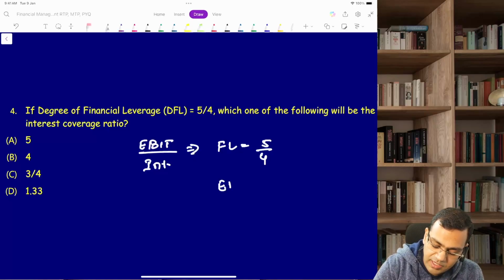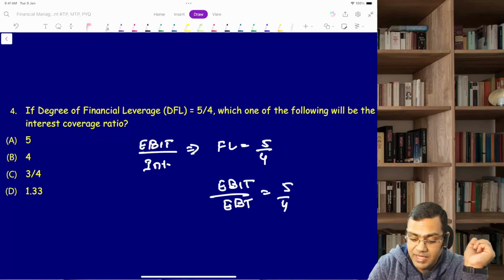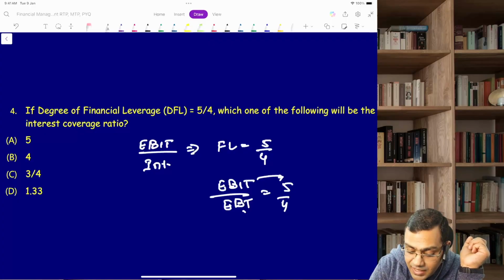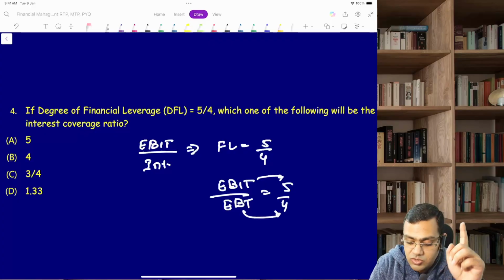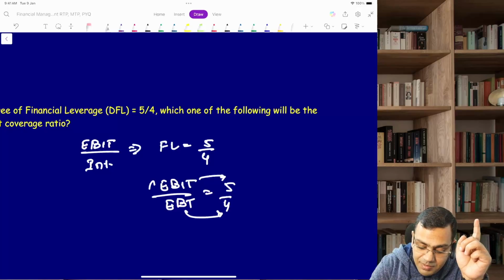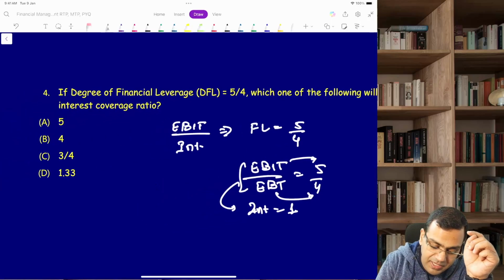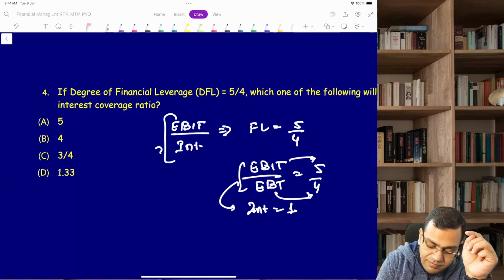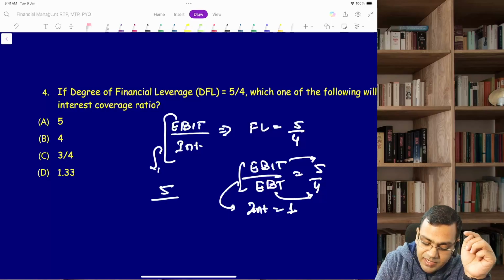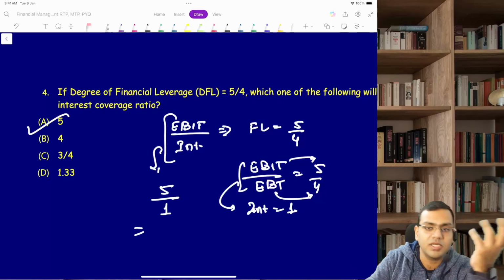Financial leverage is EBIT divided by EBT, which is equal to 5 by 4. That means my EBIT is 5. My EBT is 4, yes or no? So what is the difference between the EBIT and EBT? The difference between this is interest. So interest is how much? 1 rupee. So what will be the interest coverage ratio? Interest coverage ratio will be 5 divided by 1 rupee. That is 5. Option A. Simple.